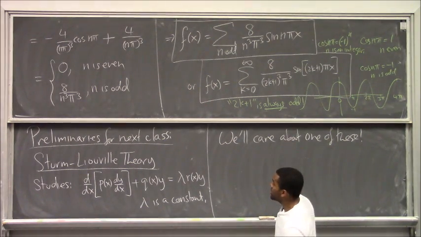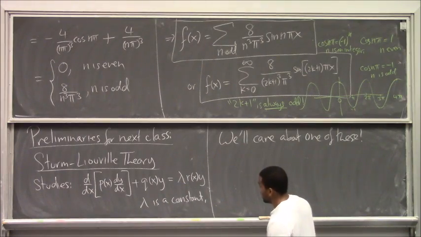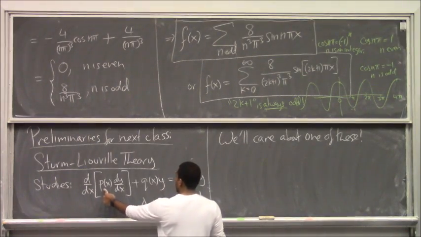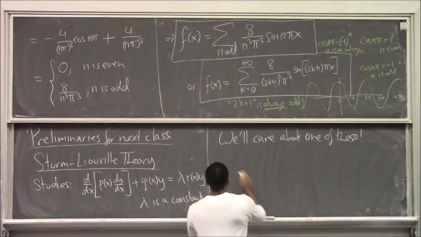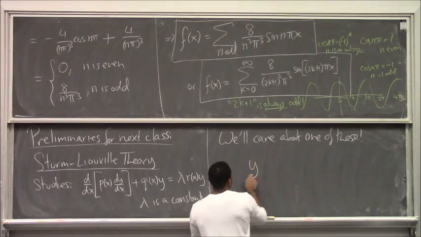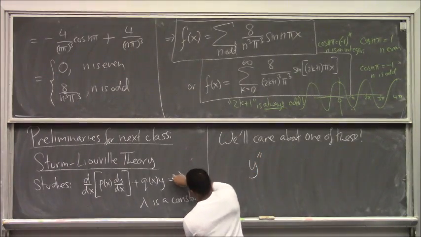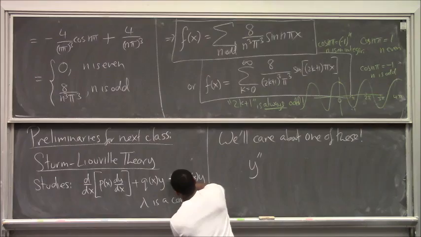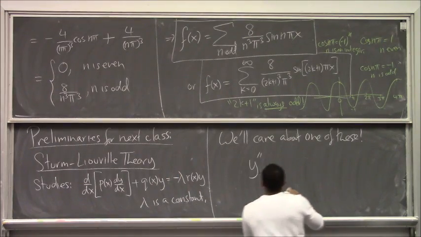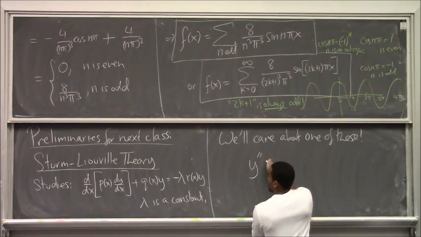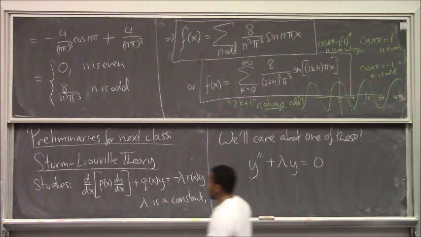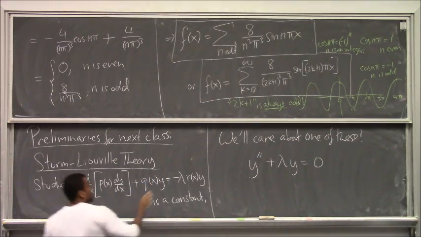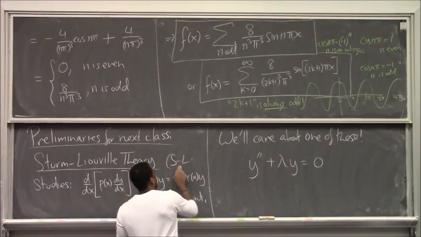We are interested in a very specific case, where p of x is 1, q of x is 0, and r of x is 1. So we care about solving things that look like y double prime. I think they put a minus, because it works out nicely in calculations later. So y double prime plus lambda y equals 0. This is one particular kind of equation. This is called an SL problem, from Sturm-Liouville.